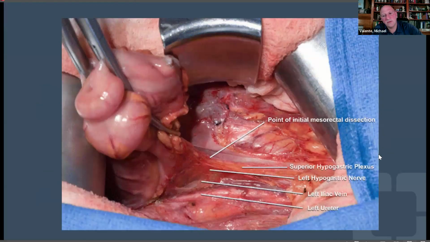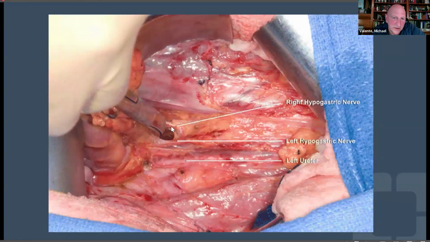Here's a view. We have cephalad, caudad here. So we have the superior hypogastric plexus here, left hypogastric nerve. This is where we're going to get into our TME plane right here. So when you're pulling up on that rectum and you make that first cut into that holy plane, or that areolar tissue, you can see there are these veins that come down and get tented up sometimes. So you got to push those down. You're keeping those down and staying above those.